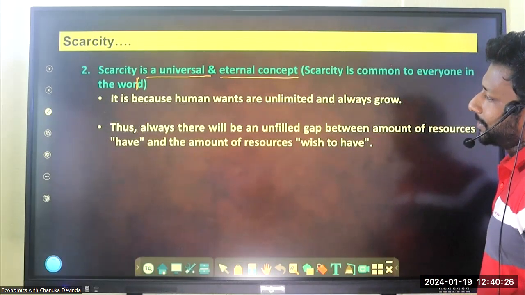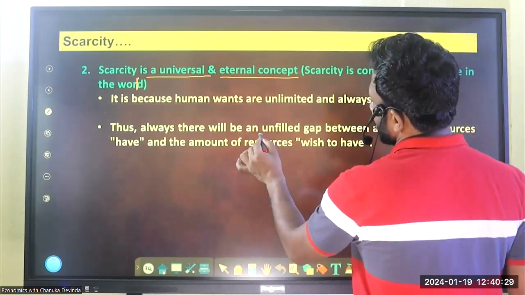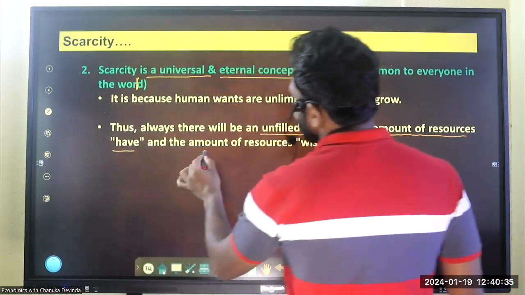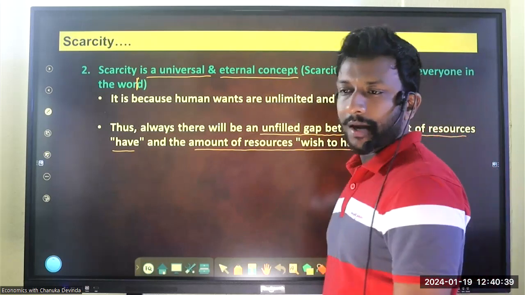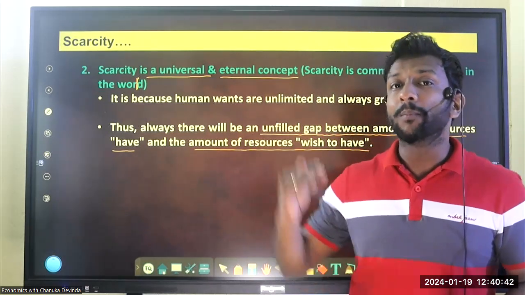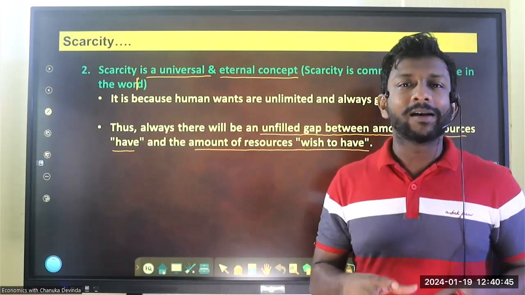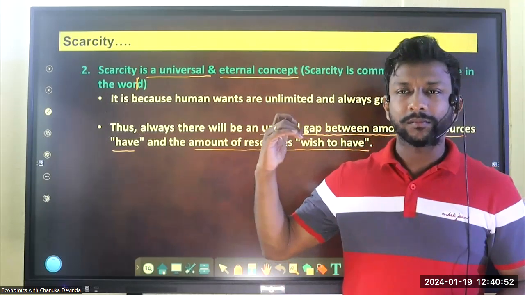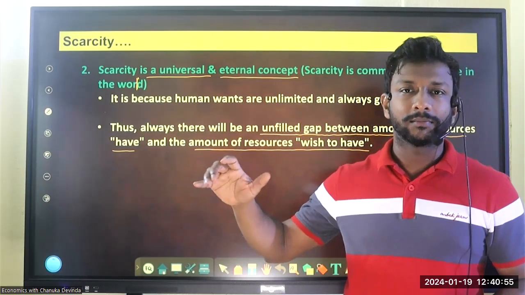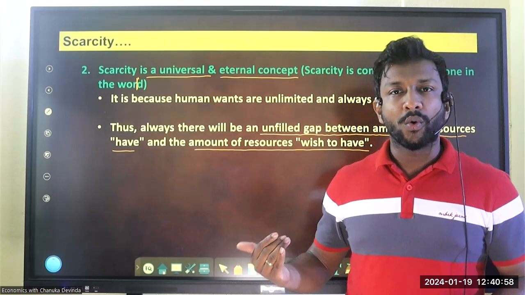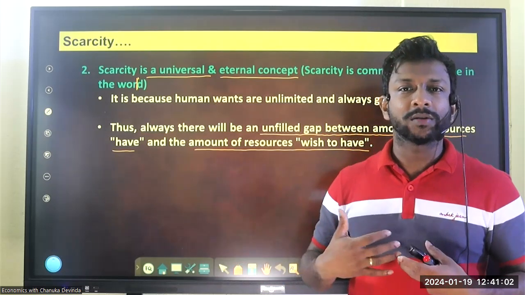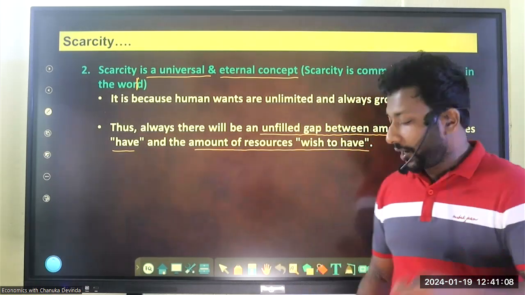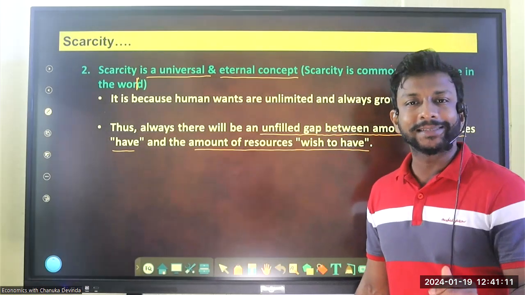There will always be an unfulfilled gap between the amount of resources that they have and the amount of resources they wish to have, right? Our expectation is kind of more than our actual resources. I wish I had a good car, like a Mercedes Benz or Range Rover. That's my expectation, but I have only a limited amount, right? Since then, we need to fill that gap by gathering more resources.